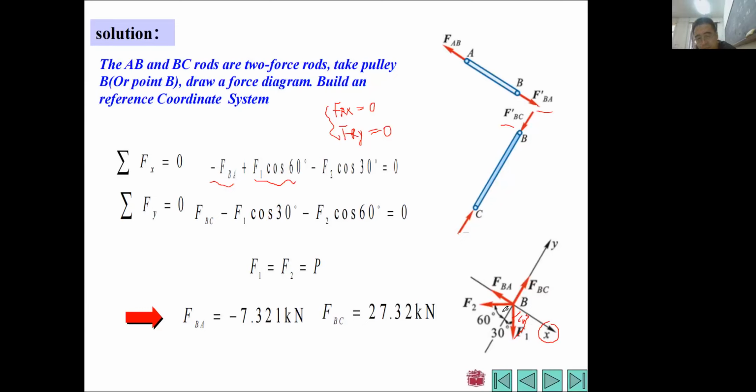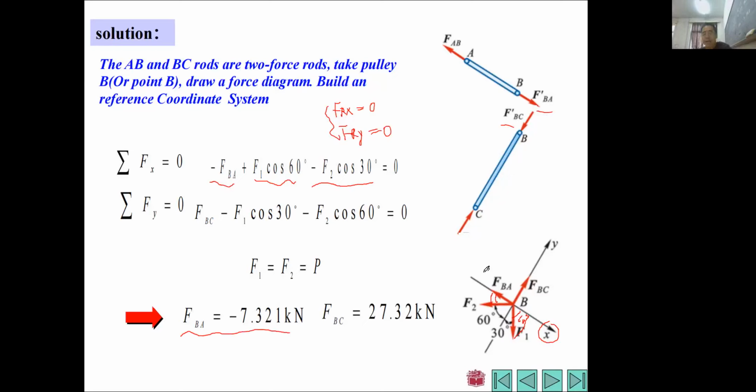And once again, if this intersect angle is 60, then this angle will be 30. So we have F second times cosine 30. And it has a negative direction, so we have minus here. You see, actually from this equation, this part are all known conditions. So we can easily find the result of FBA.